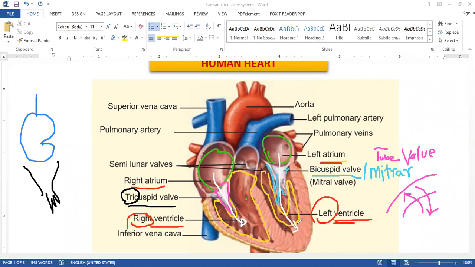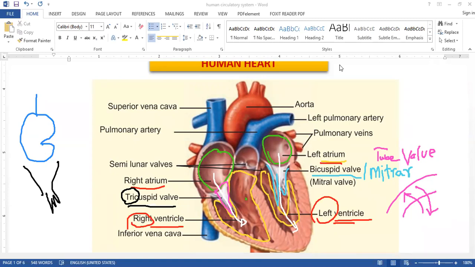So what you have to understand here is that there are four main heart chambers: right atrium, right ventricle, left atrium, and left ventricle. Between the right atrium and right ventricle there is a valve, the tricuspid valve, and the bicuspid valve is between the left atrium and the left ventricle. So these are the four chambers and the two valves present in the human heart.